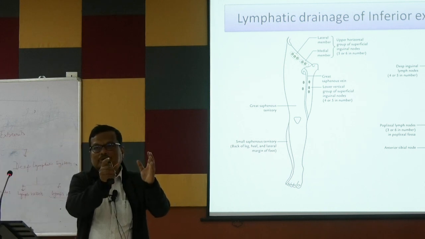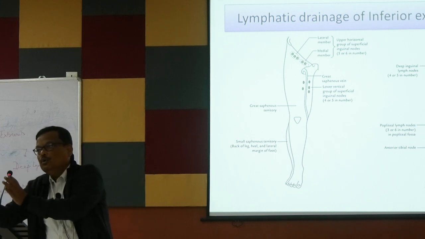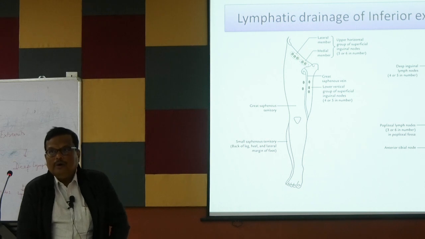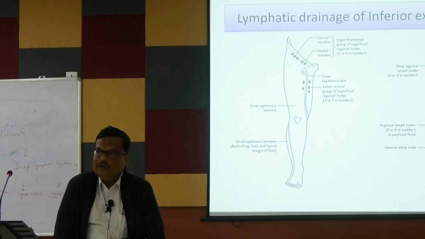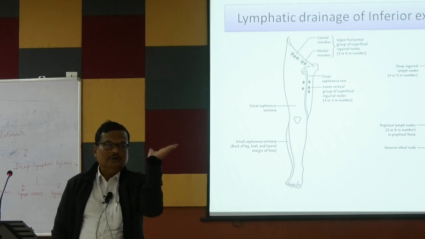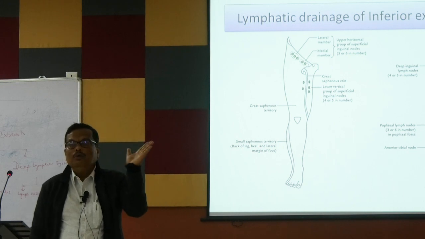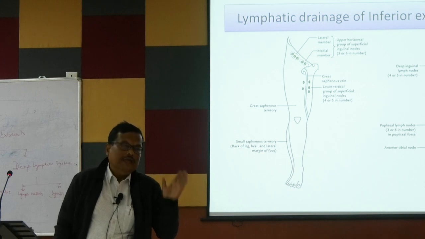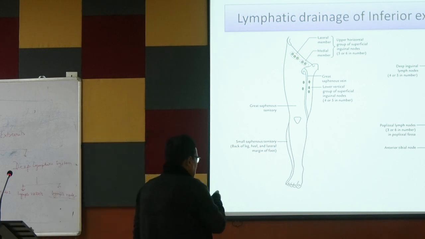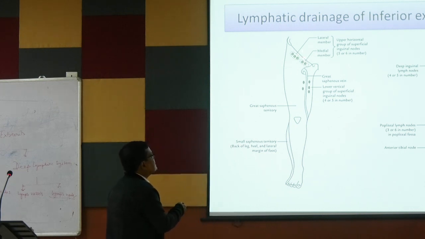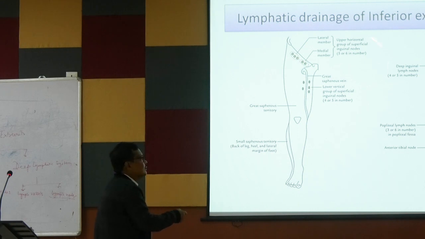One is the upper horizontal group and lower vertical group. Upper horizontal group and a lower vertical group. Why they are called horizontal group? Because it is present horizontally. And it is parallel and below the inguinal ligament, present where? In the superficial fascia. Again, this upper horizontal group, look, divided into two parts. Some lymph nodes are present, this is the lateral side, this is the medial side.